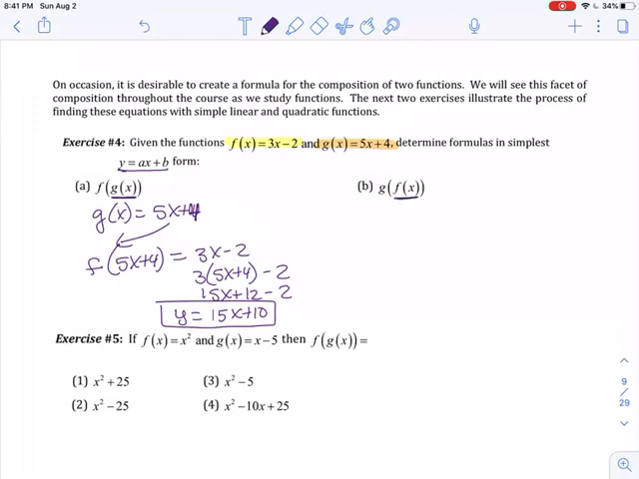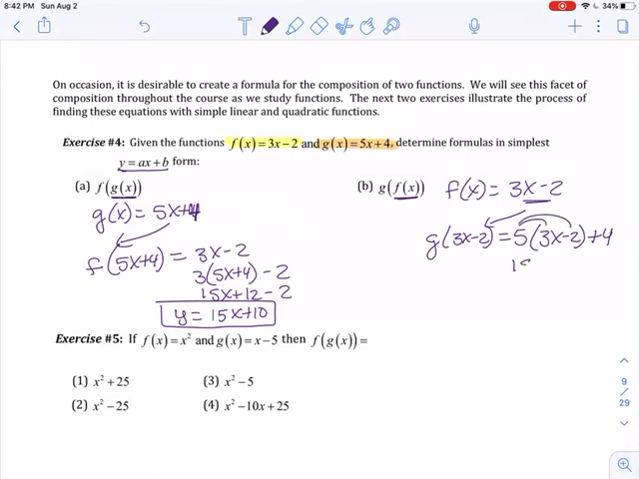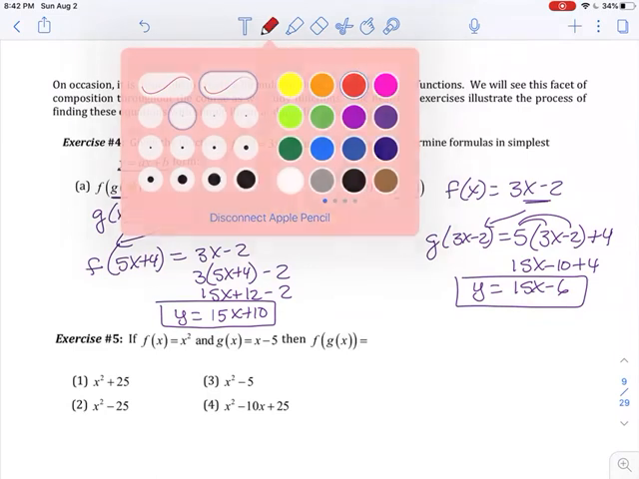Well, the next one just wants me to do flip-flop and do the opposite. So I'm going to start with f of x. So f of x is 3x minus 2. And I'm going to plug that in to g of x. So I'm going to do g of 3x minus 2. So I'm going to plug this into the g. 5 times 3x minus 2 plus 4. Again, I'll have to do the distributive property. So I'm going to get 15x minus 10 plus 4. So I'll get y equals 15x minus 6.